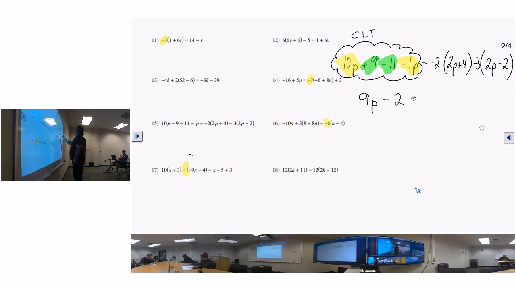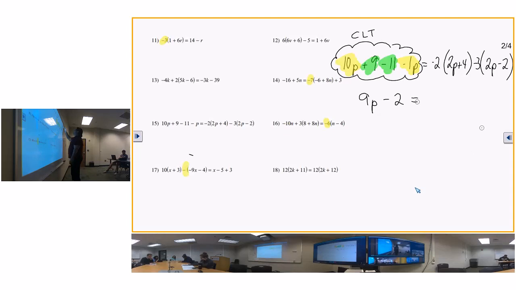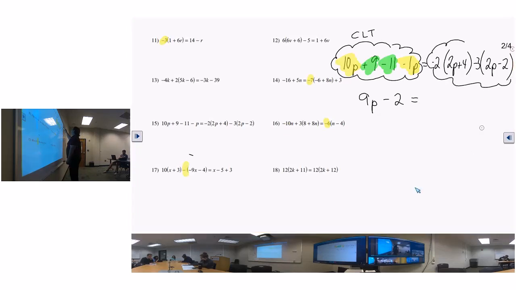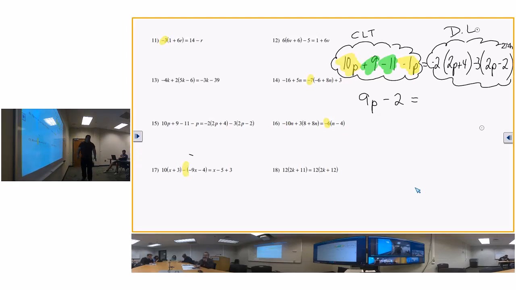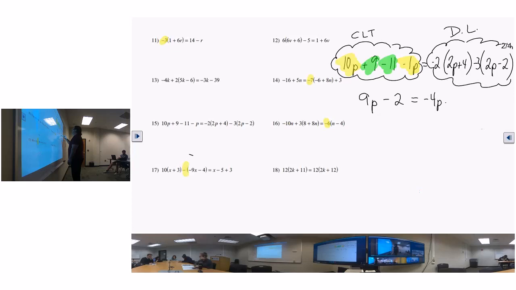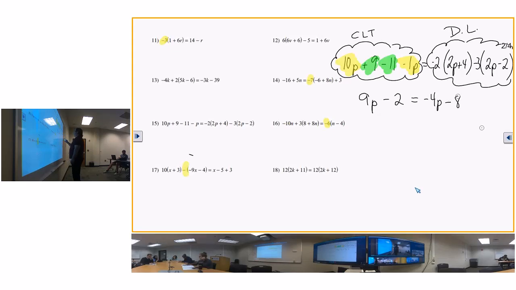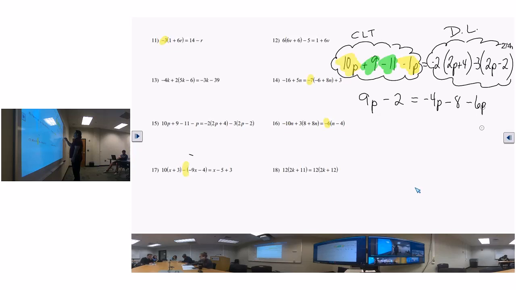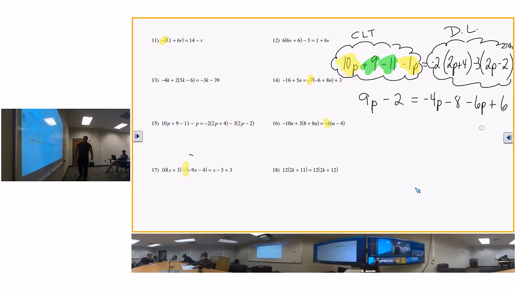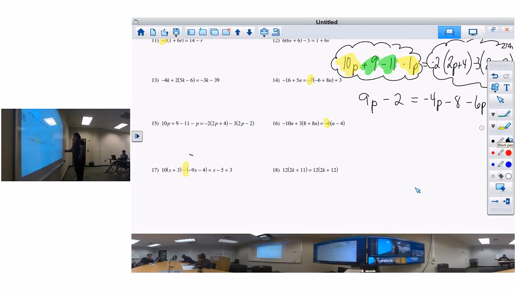Appreciate that communication. And on this side, we use the what law? Distributive law. Thanks for the whispers. Whispers are better than nothing. I'll take them. I just can't take mumbling, okay? So that's going to be negative 4p minus what? 8 minus 6p plus what? 6. And what do we always do after we distribute? Combine like terms. Thank you.